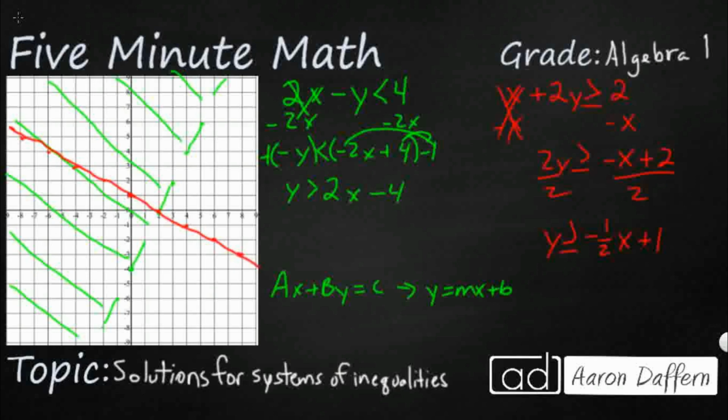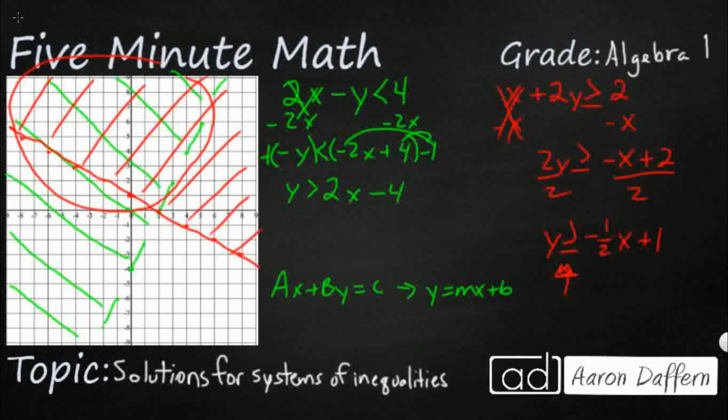And it's going to be greater than or equal to, which means we're going to shade above. All right, so when we shade above, this is what we get right here. And hopefully you notice we've got this section right here. That's where the green and the red overlap. So any solution that exists within this green and red overlap is going to work.